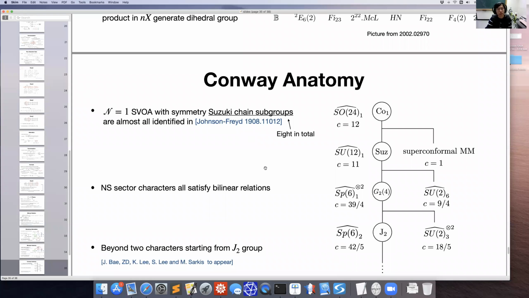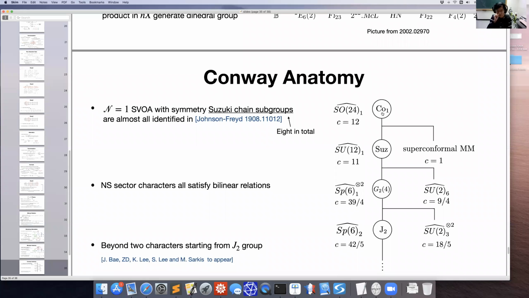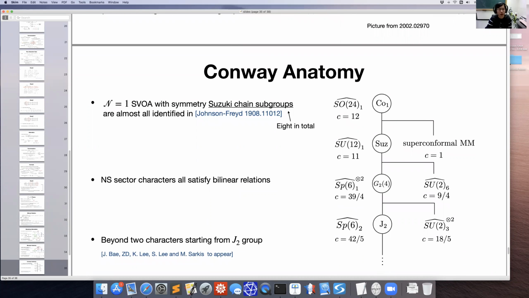And there are 8 of them in total. And we found that the characters in the NS sector all satisfy bilinear relations, and the 2 of them I already showed happen to appear in our family of BPS, happen to be in our list.